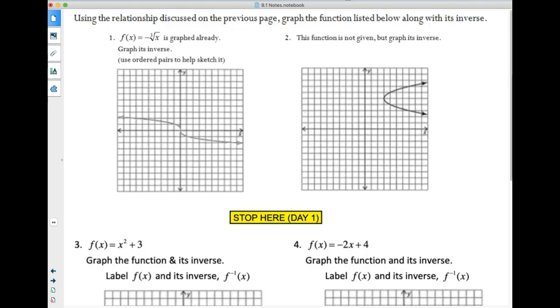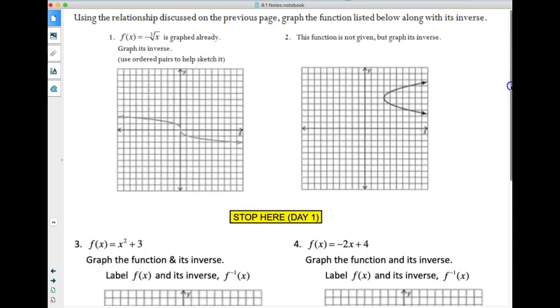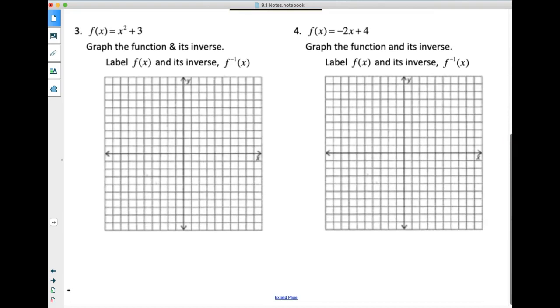So here we go. We did 1 and 2 yesterday. So what we're going to do is look at number 3 and 4 today. Yesterday we gave you the graph. Today we're going to make ourselves graph it. Now remember, this should be super easy to graph because that is like x plus 0 quantity squared plus 3.